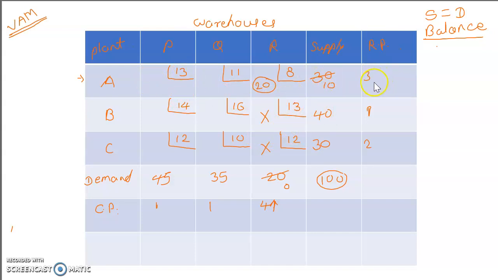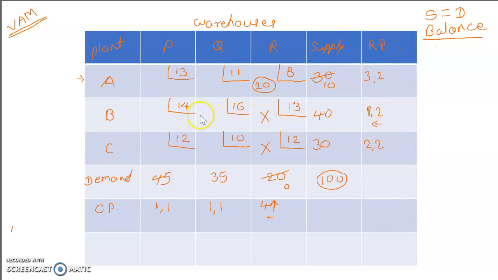Again calculate the penalties. The penalty is 2 for the first row, again 2 for the second row, 2 for the third row, 1 for the first column, 1 for the second column, and for the third column no need. Right now the maximum penalty is 2, but that 2 is in 3 rows. So at that time, consider the row which has the maximum demand. In the second row, the maximum capacity is 40. So consider this row for the purpose of allotment.